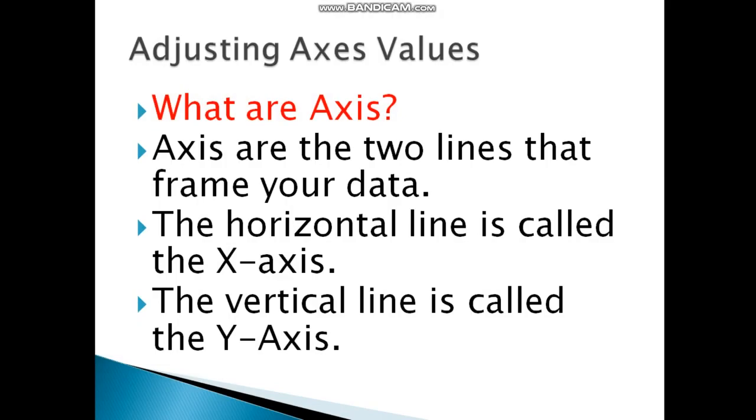Next we will discuss what axis values are and how we can adjust them. What are axes? Axes are the two lines that frame your data, a horizontal and a vertical line, in which you place your data, like a graph. In a graph you take two axes, x and y. Same way we are taking two axes here, the x horizontal line and the y vertical axis.